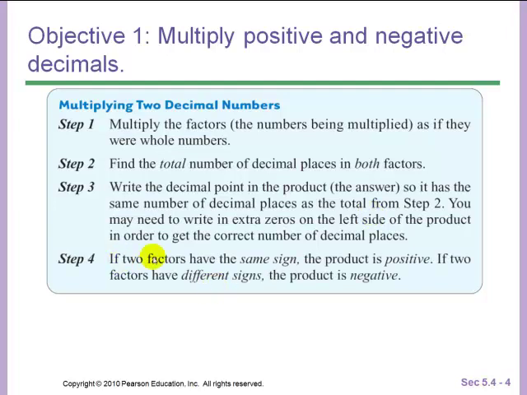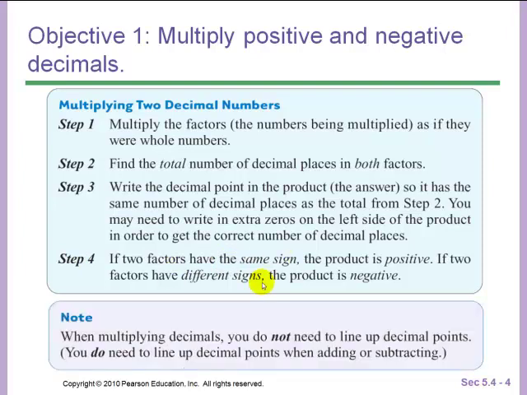And step 4, if the two factors have the same sign, the product is positive. If the two factors have different signs, the product is negative. So basically, you multiply as if they were whole numbers, count up the total number of decimal places, and that will be the number of decimal places in your answer, and always keep track of your signs.